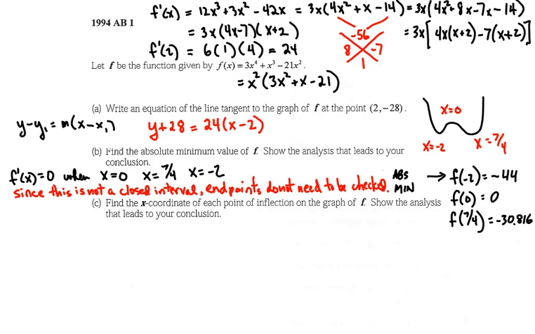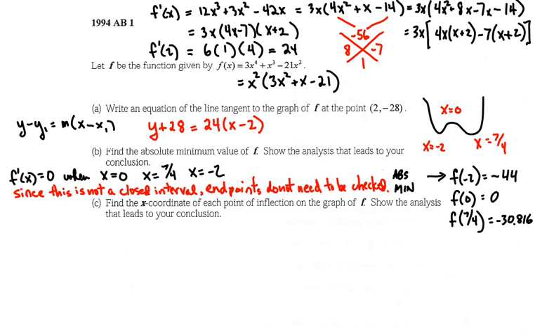Okay, so we know that the points of inflection are where the original function changes concavity. That is where the second derivative changes sign. That's all we're looking for, is where the second derivative changes sign.